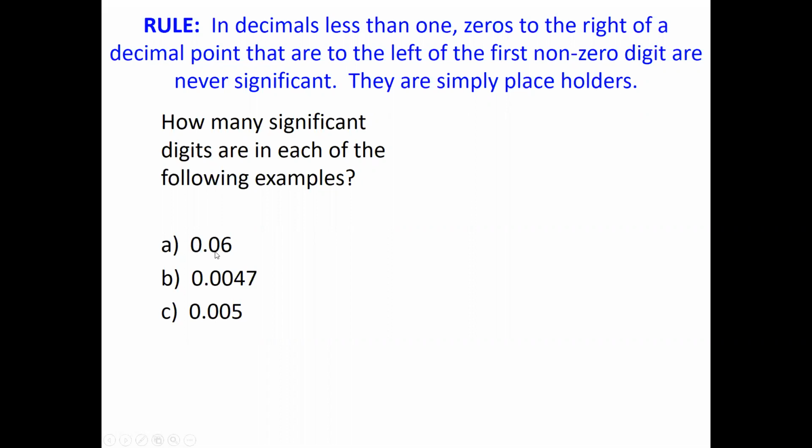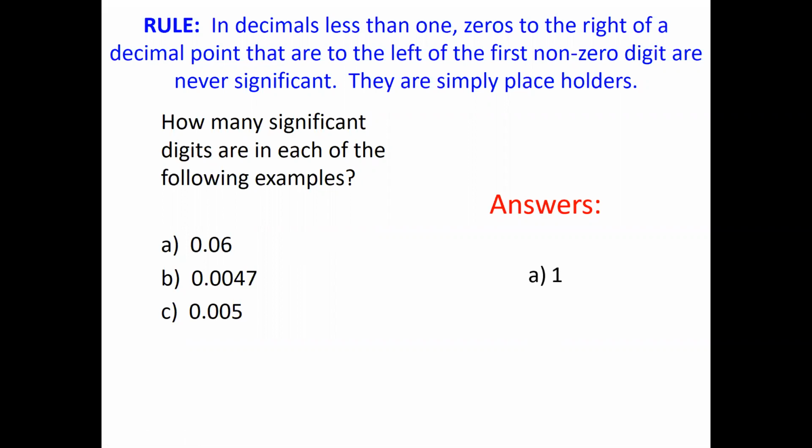So these are what we're looking at. If I have a zero that is to the right of a decimal, but before a non-zero number, it's considered a placeholder. Let's see, I got a question. Yes, sir. That's right, Roddy. So this one would only have one to start off with. A would have one. What about B?